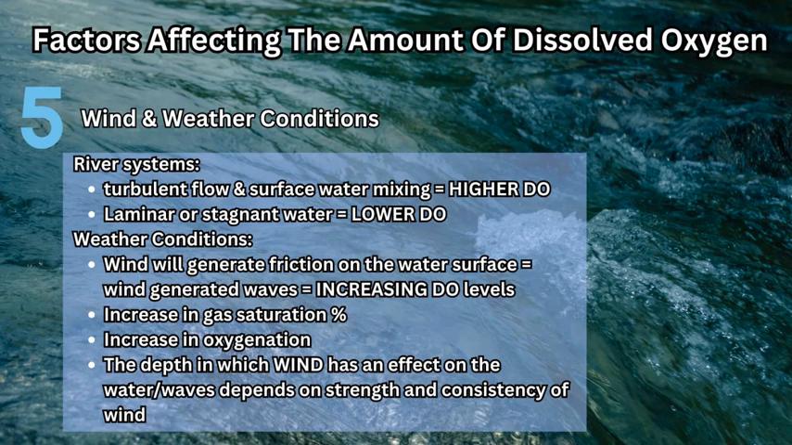So then you get the weather conditions, which includes the wind. The wind plays an important role because the wind can move over the surface of the water and create friction, waves, and a level of mixing between the surface and the increased depths. This will increase the dissolved oxygen levels, which causes an increase in gas saturation, increase in oxygenation, and with depth, the wind can even stir up and create mixing of that water column, which would then increase dissolved oxygen further.